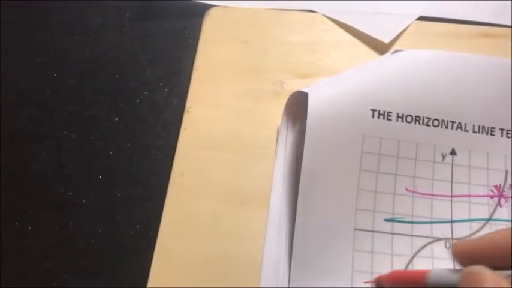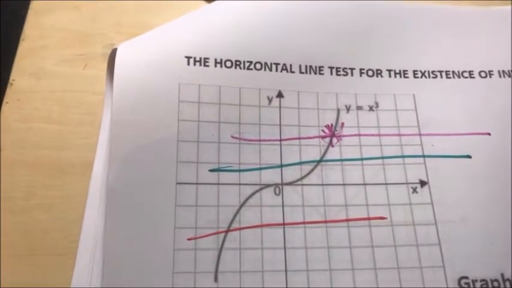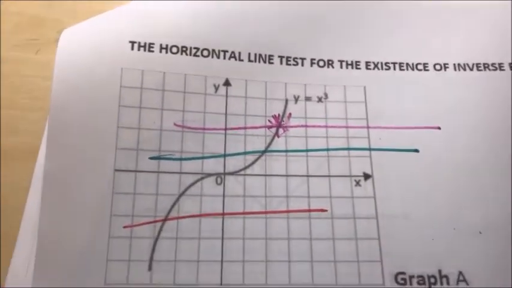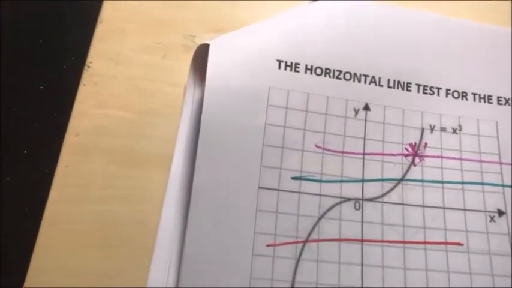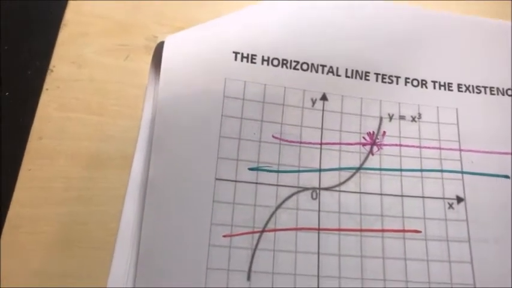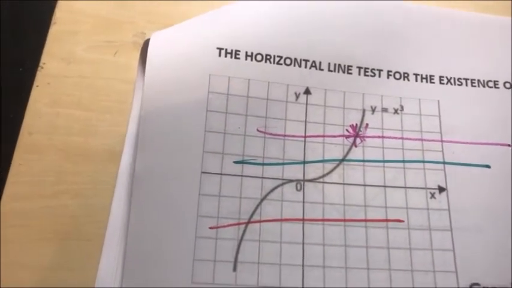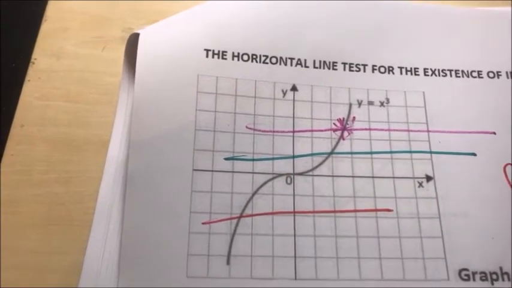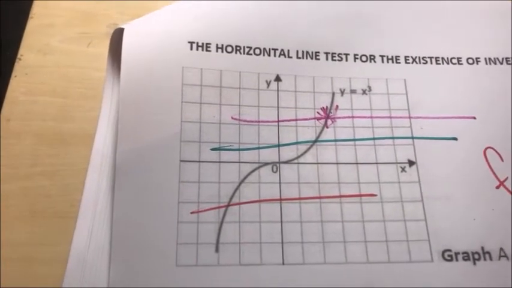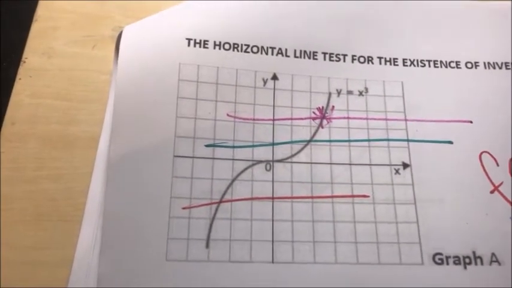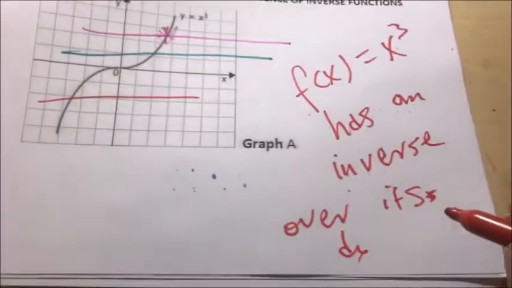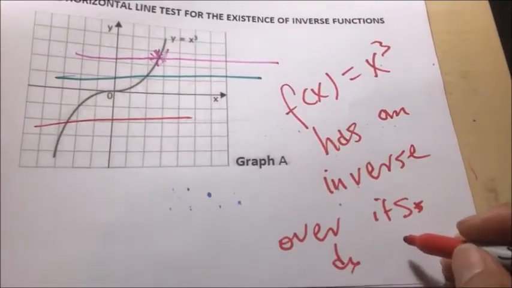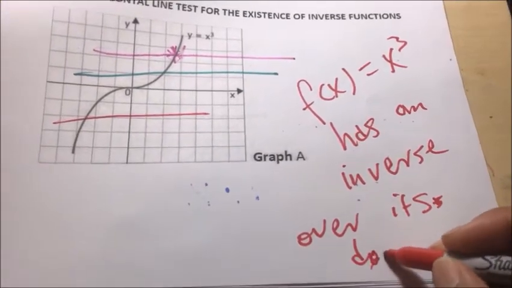So let's look. We've got all the different color lines going through this y equals x cubed function. Each of these lines crosses at 1 point. Therefore, this has an inverse. So f of x equals x cubed has an inverse over its domain.